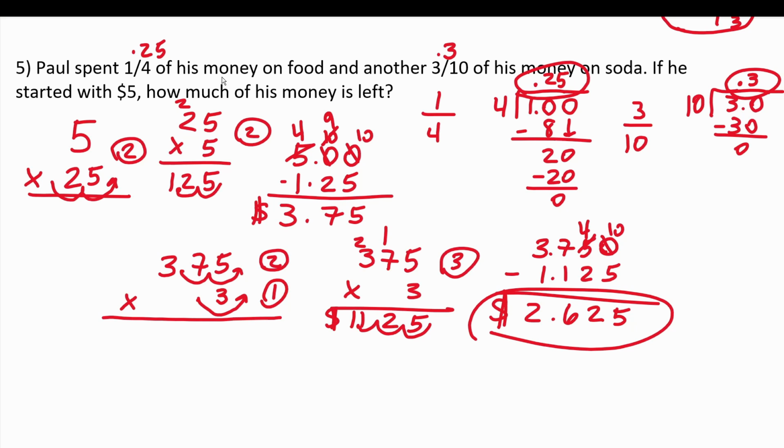After spending a quarter of his money and then 3/10 of his money, he has $2.625 left. Okay, and if you wanted to, you can round that to be $2.63. But again, the point of this problem is when you're dealing with fractions and money, you may want to consider converting those fractions to be decimals as well. Okay, so that's that one.